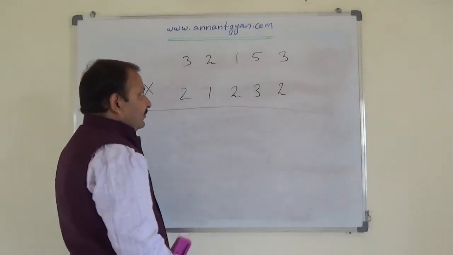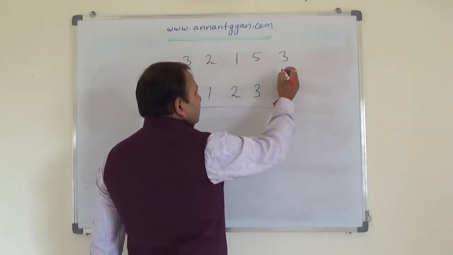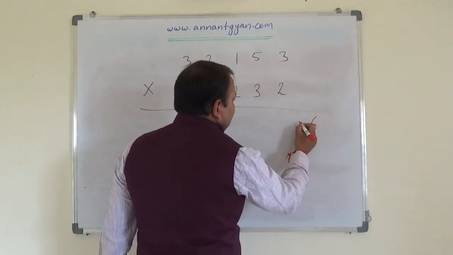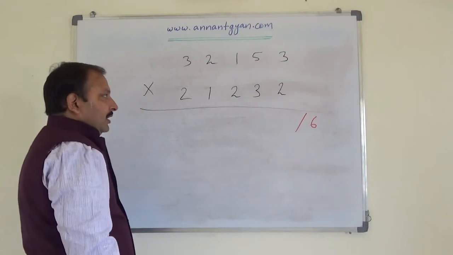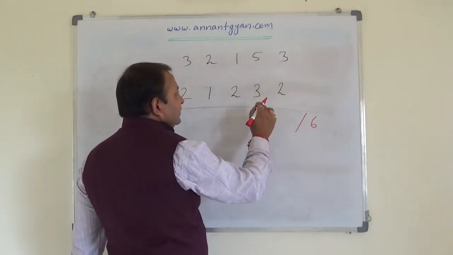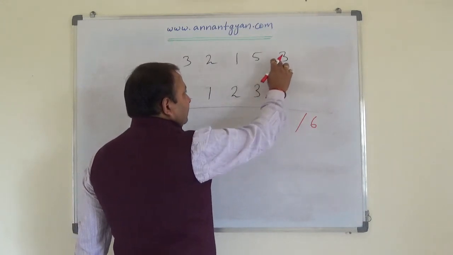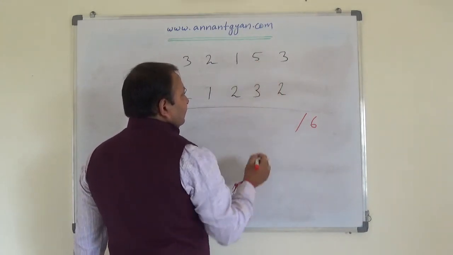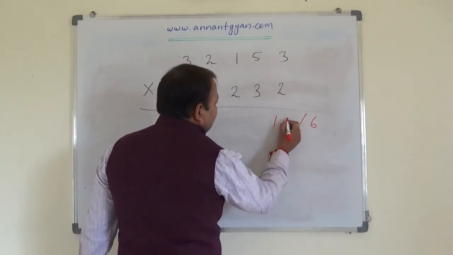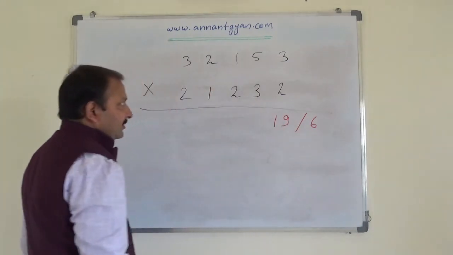The first step, we shall multiply both unit place numbers together. 3 into 2, it is 6. I shall write 6 here. In the next step, this 10th place into this unit place, and this 10th place into this unit place. The 5 into 2, 10. 10 plus 9, it is 90. So I shall write 90.